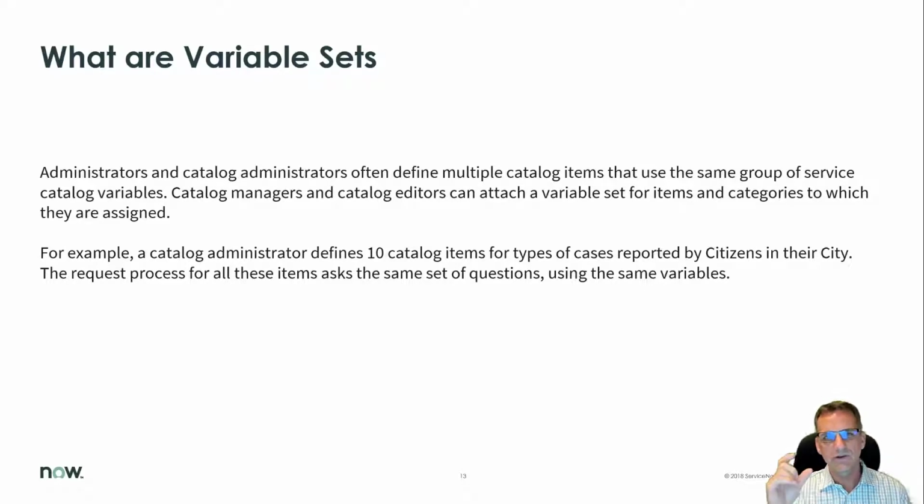What variable sets are is a common set of variables that you're going to use again and again and again. And in this case, we're using two for our catalog managers. We're using these two variable sets so that this way they don't have to keep redefining first name, last name, email address, phone number, or a map and putting that map inside of every one. You can use these variable sets sort of as like variable templates that you apply to all of your catalog items.